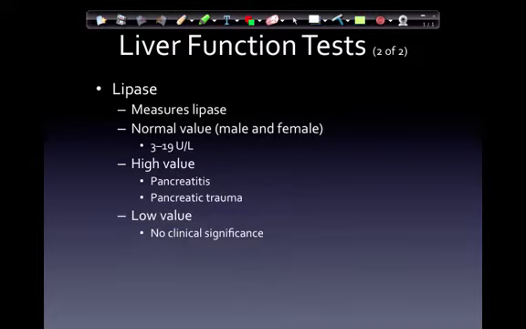Lipase. Measures lipase. This will assist in breaking down fats or emulsify fats. Normal value, male and female, 3 to 19 units per liter. High value would suggest pancreatitis again, or pancreatic trauma. A low value on the lipase has no clinical significance.